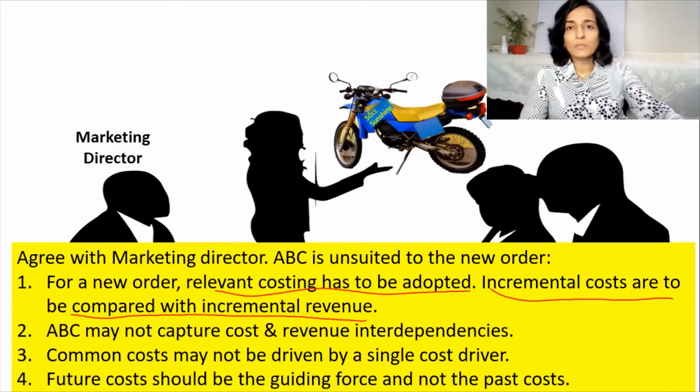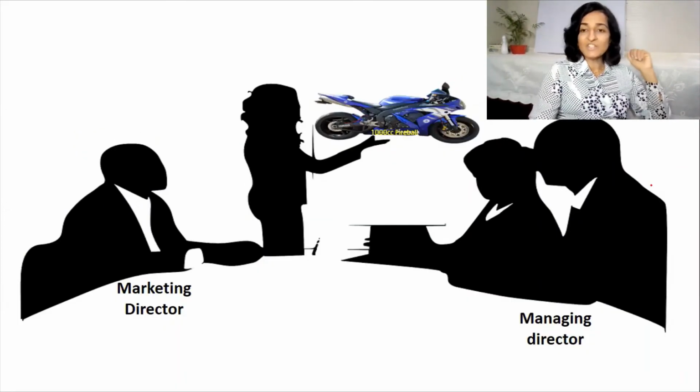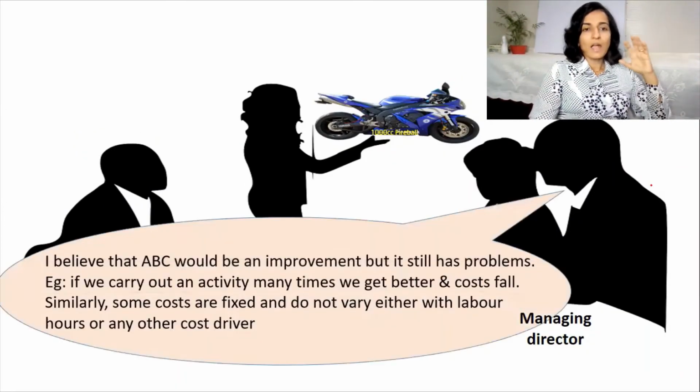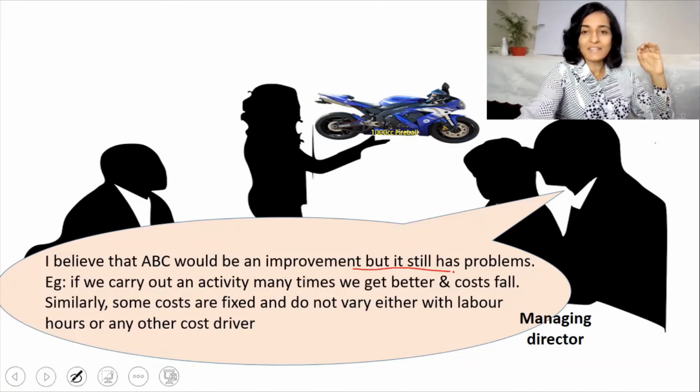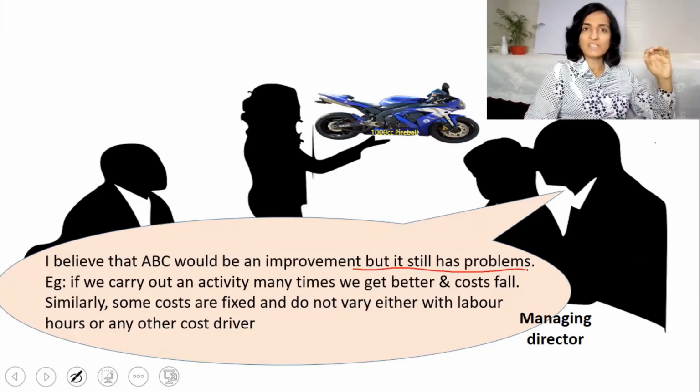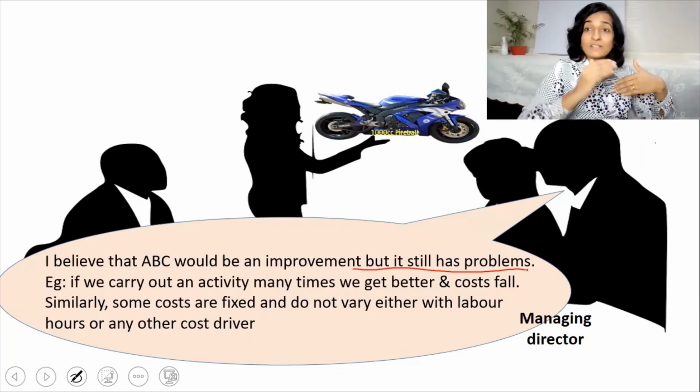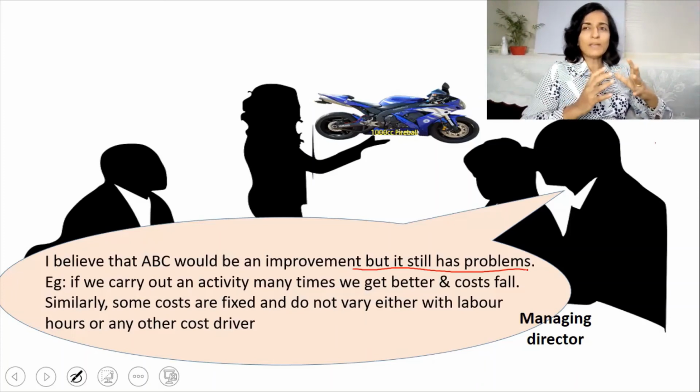Going forward with the board meeting, let's see what the managing director has to say. I believe that ABC would be an improvement, but it still has problems. Okay, so he is telling that there are certain problems associated with ABC. Example, if we carry out an activity many times, we get better and costs fall. That is true. That is known as the learning curve. What do you mean by learning curve?